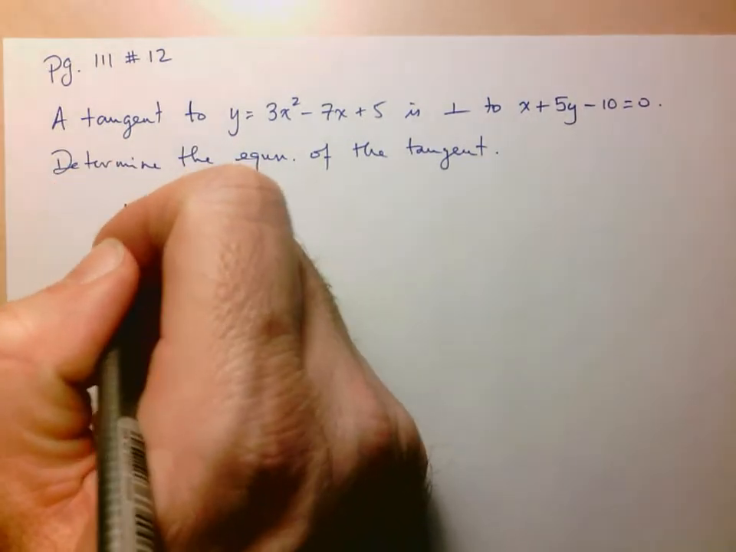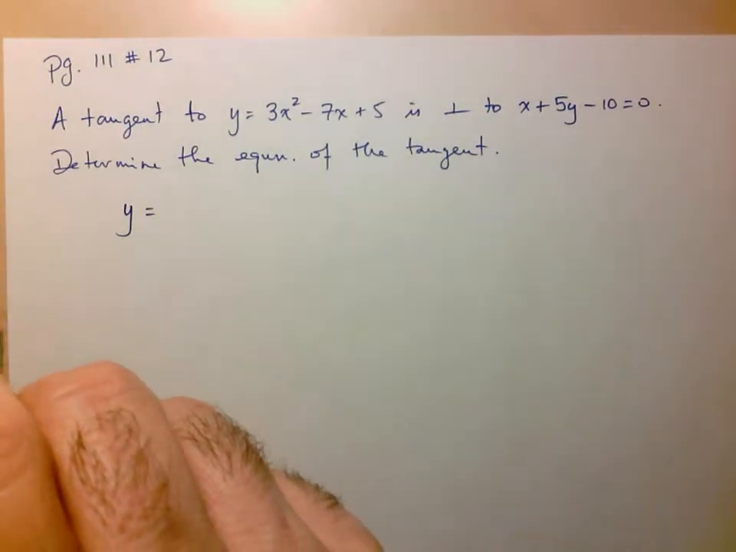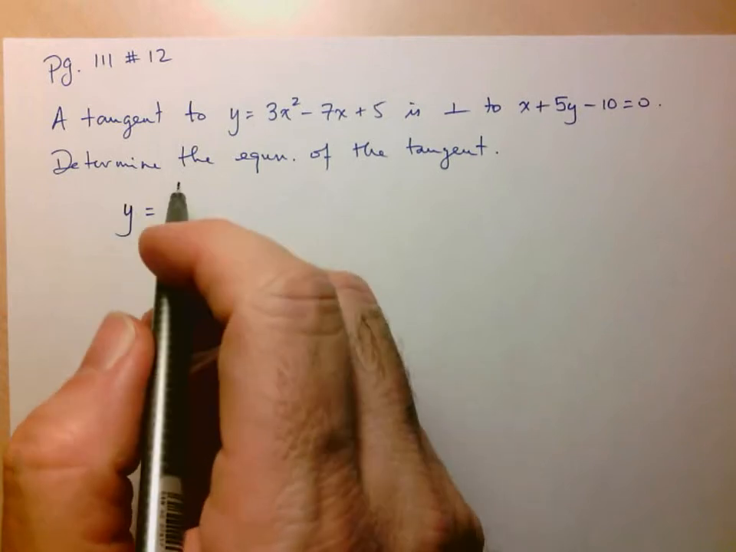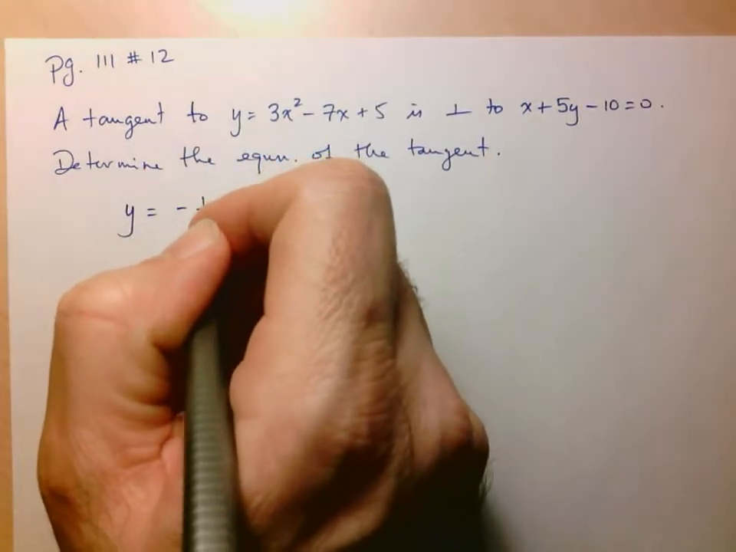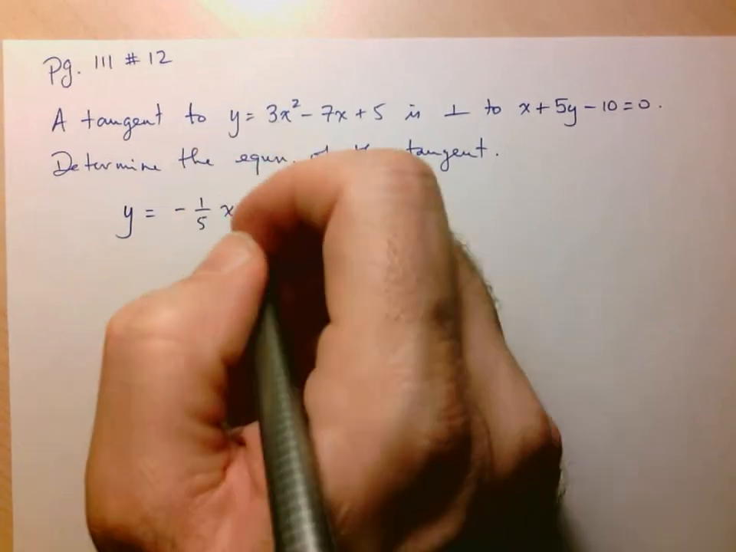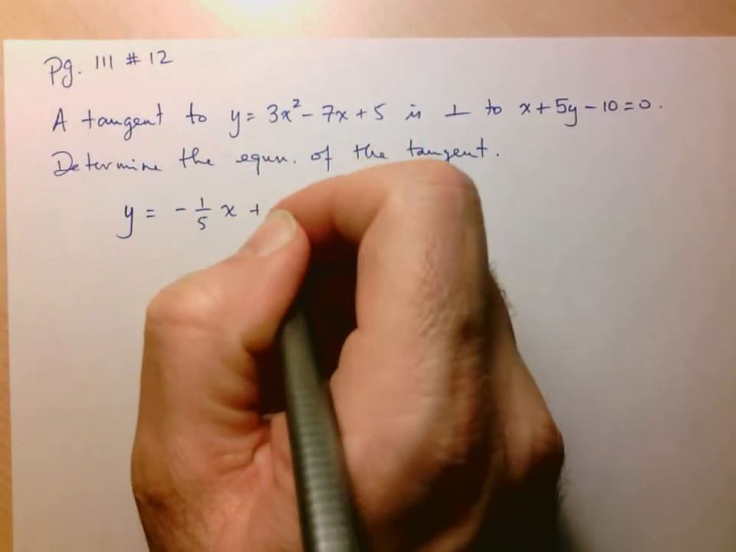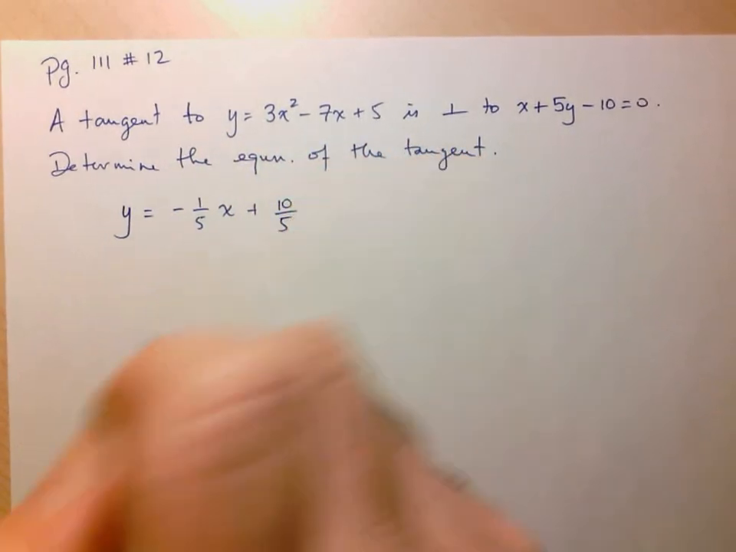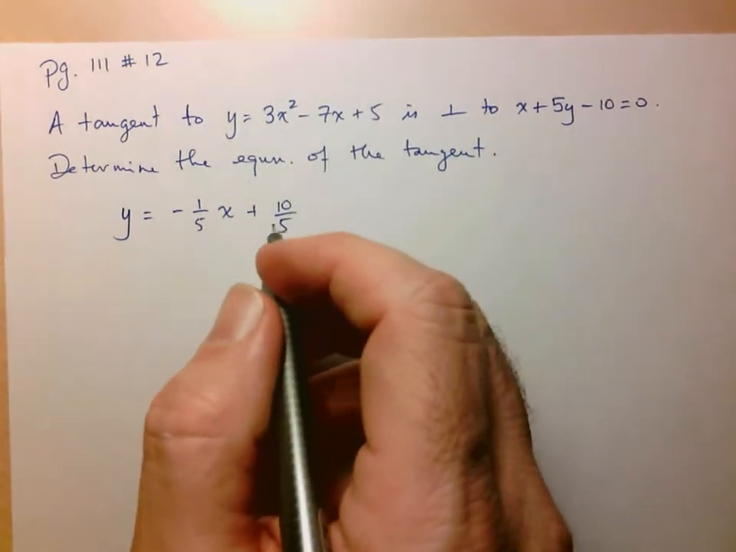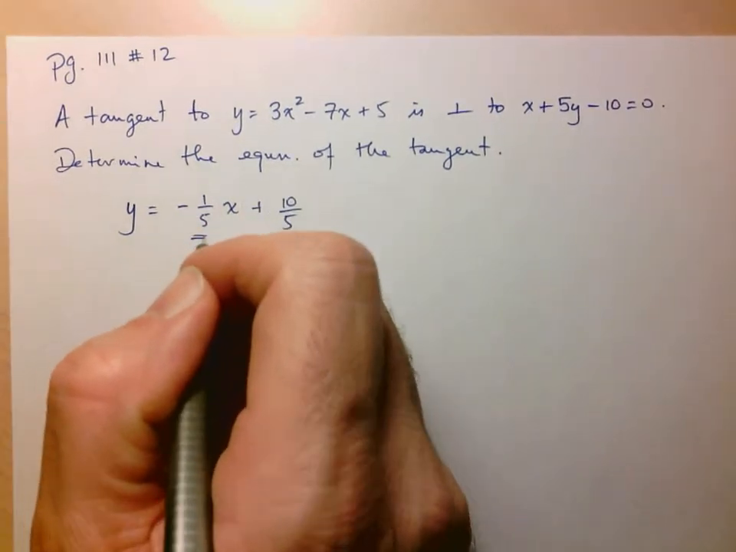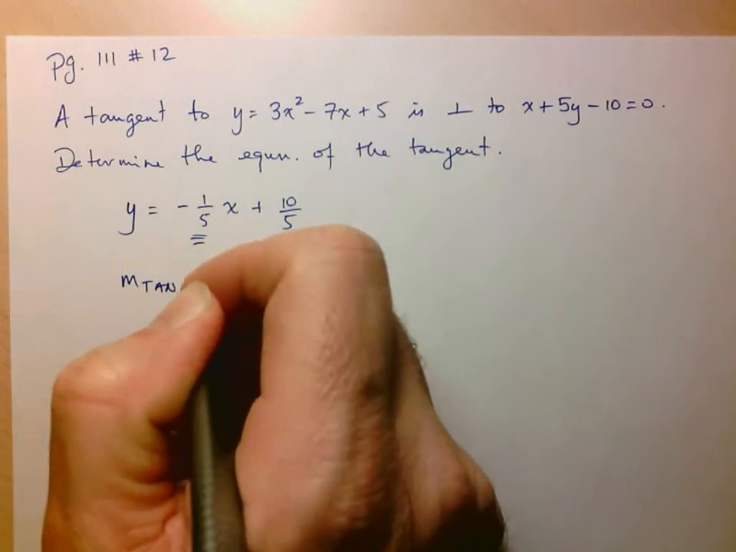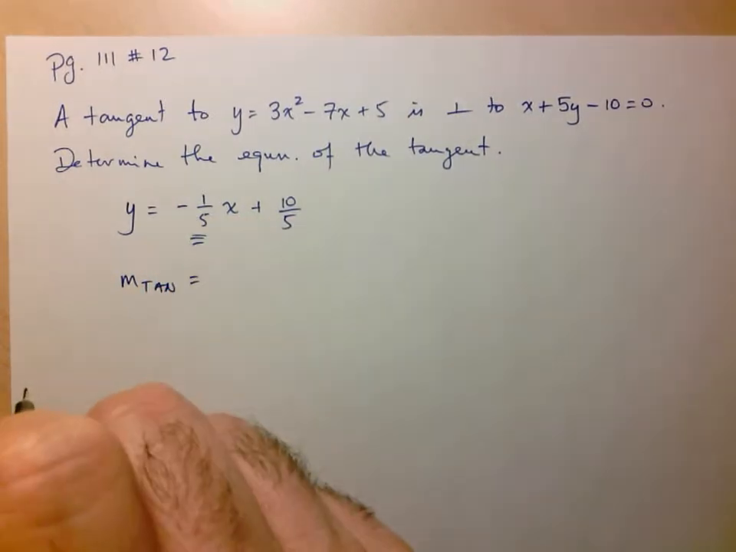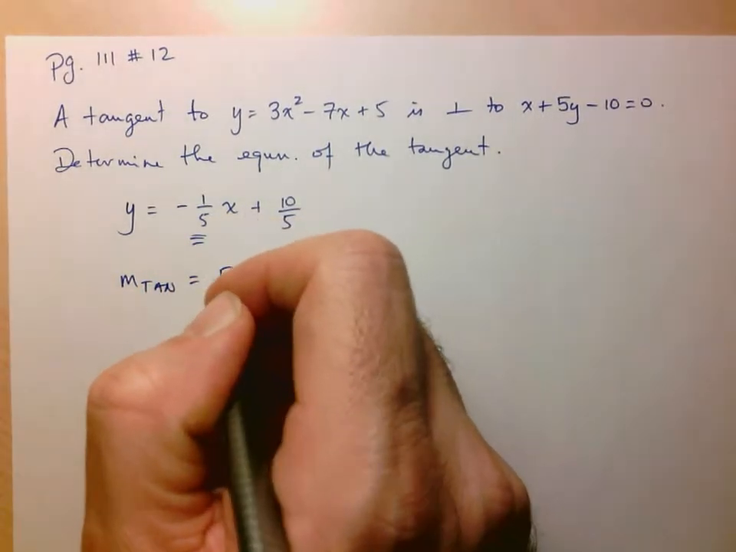So if I solve for y, that x goes to the other side, becomes negative x, and I'm going to divide by 5, so I end up with negative 1 over 5 x plus 10 over 5, which is just 2, but I don't really care about simplifying that because the only thing I'm interested in is the slope of this line. So the slope of the tangent that I'm looking for has to be the negative reciprocal of that slope, which is just going to be positive 5.